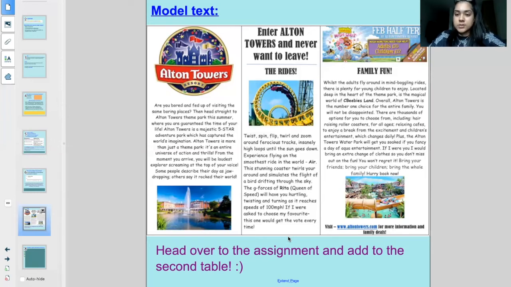Located deep in the heart of the theme park is the magical world of CBeebies Land. Overall, Alton Towers is the number one choice for the entire family. You will not be disappointed. There are thousands of options for you to choose from, including hair-raising roller coasters for all ages, relaxing cafes to enjoy a break from the excitement and children's entertainment, which changes daily. Plus, the Alton Towers water park will get you soaked if you fancy a day of aqua entertainment.